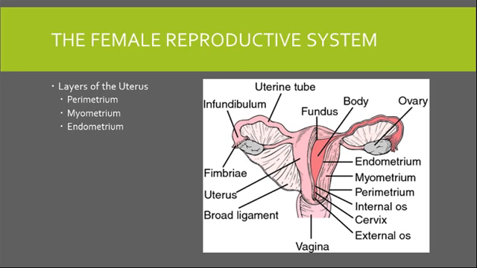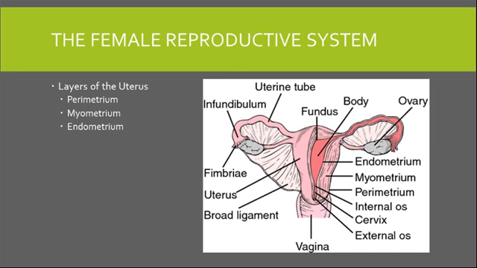The uterus. When we talk about the uterus, it's a pear-shaped organ that incubates the embryo during pregnancy. That's its main function. The middle layer of the uterus, because there are 3 layers, is the smooth muscle layer, and it's known as the myometrium.